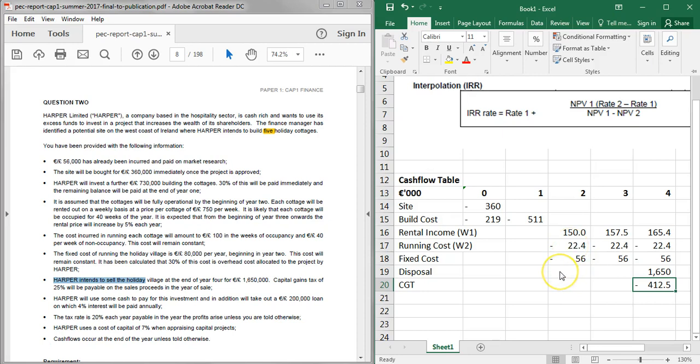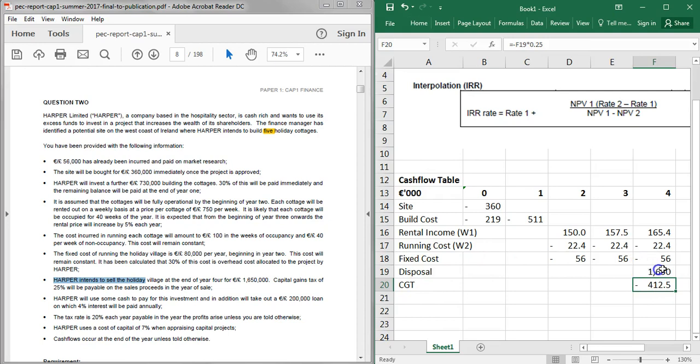Now, technically, I'm sure when you get on to do tax, you wouldn't be taxed just on the proceeds. It'd be the difference between the proceeds and the cost. But for this perspective, just assume it's 25% payable on the sales proceeds. That's technically not how you do it, but for CAP1 finance, that's perfect. And always do what you're told in the paper.